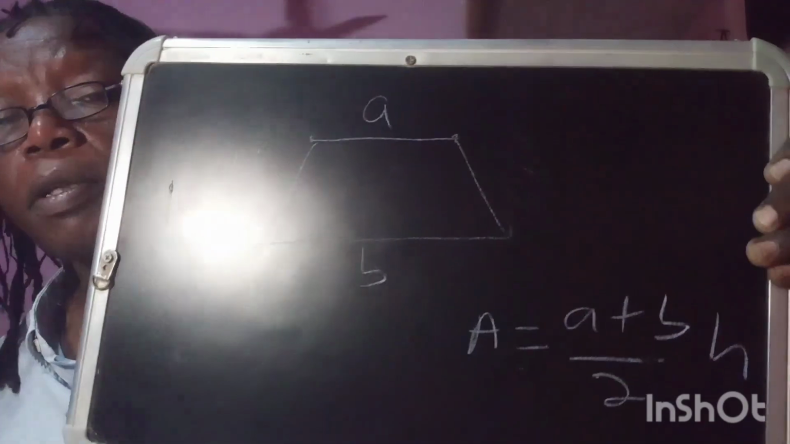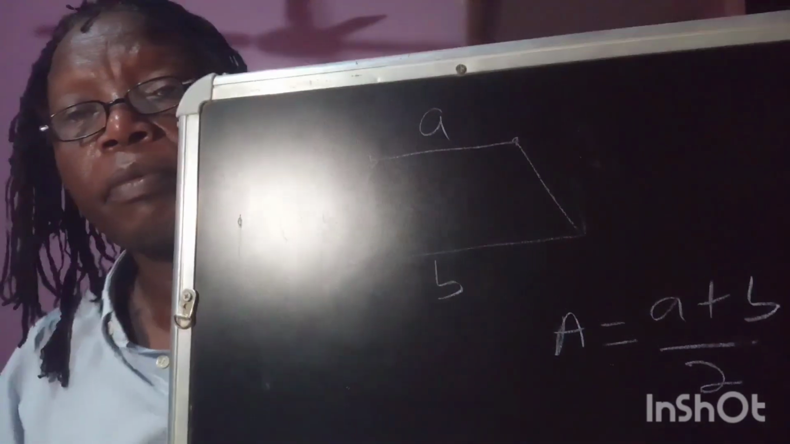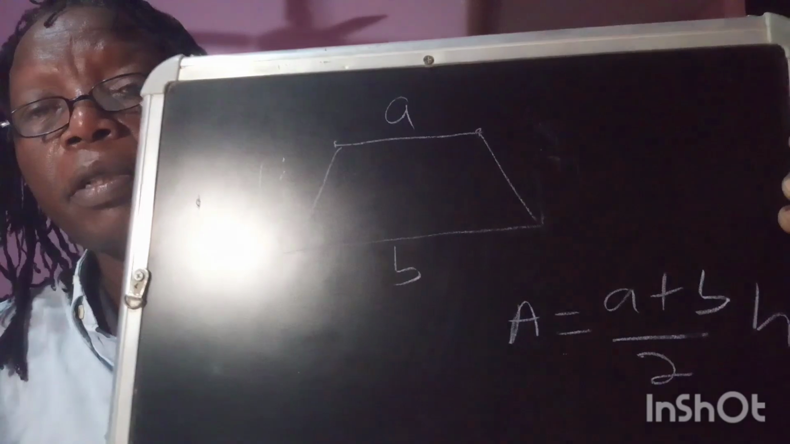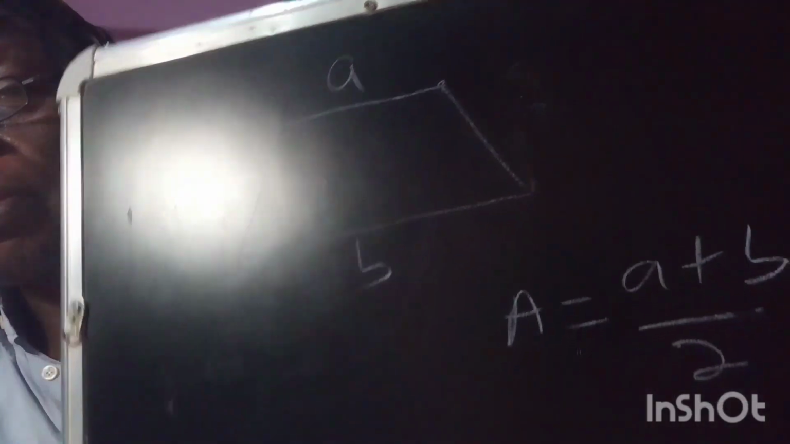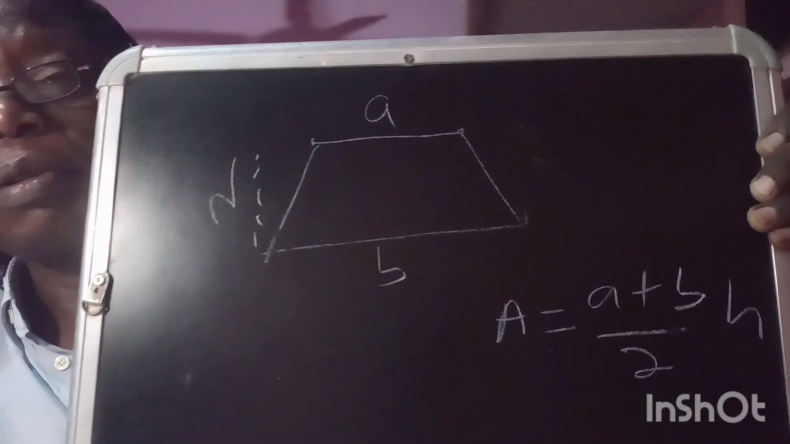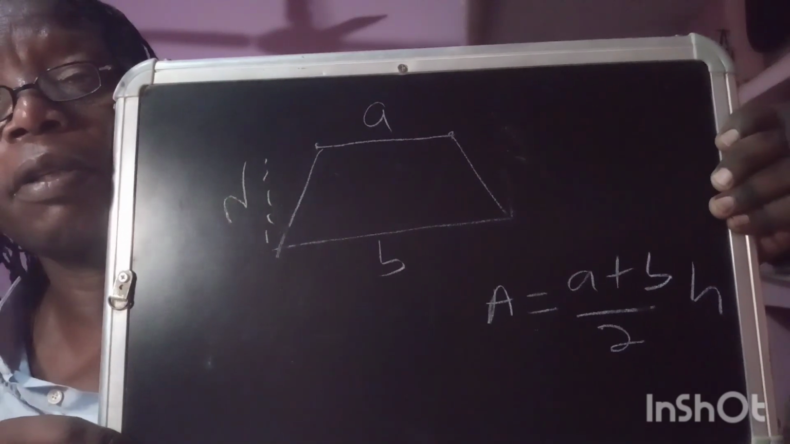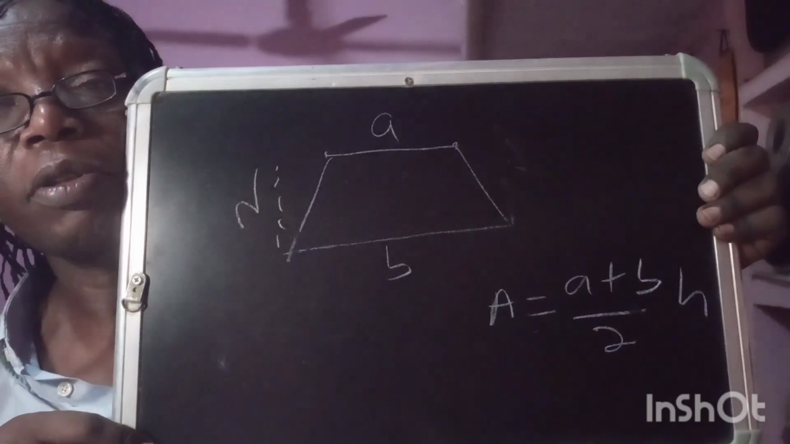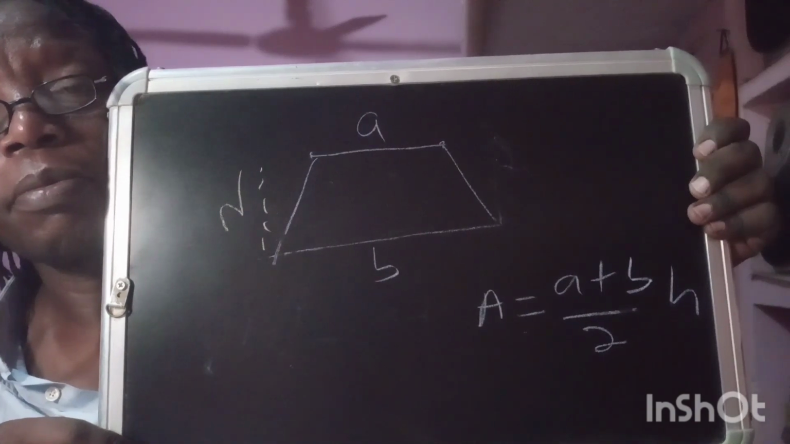So this is the formula. Let me try to see whether you can see this properly. Right. Okay, there, that's a trapezoid or trapezium. Now we are going to calculate the area of this trapezium or trapezoid. So we're taking a practical example to calculate the area.